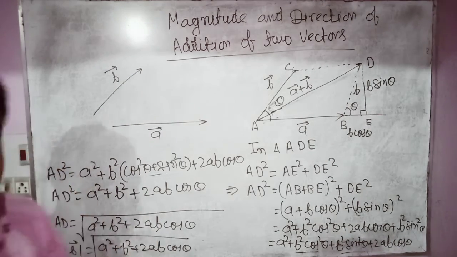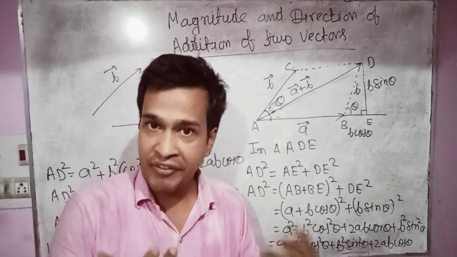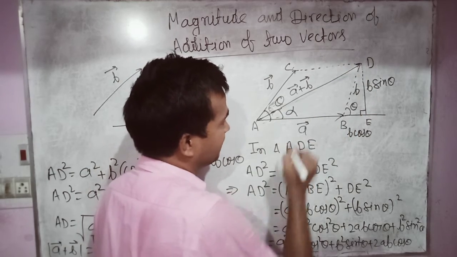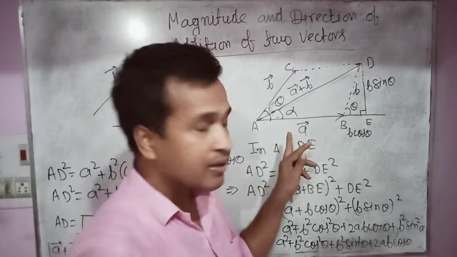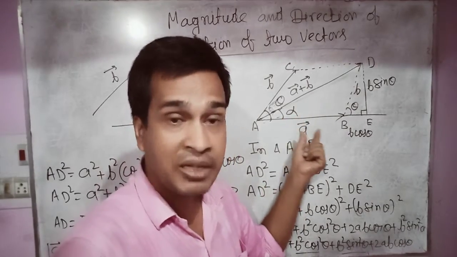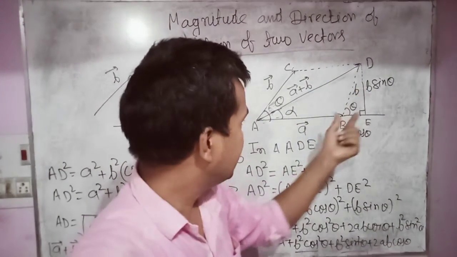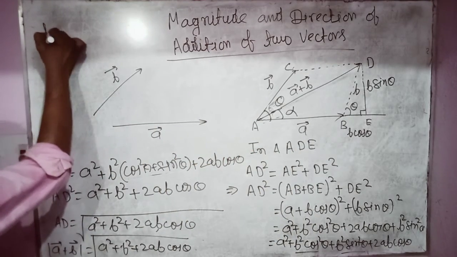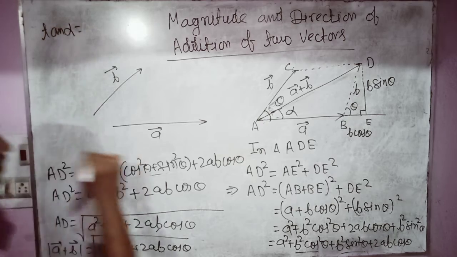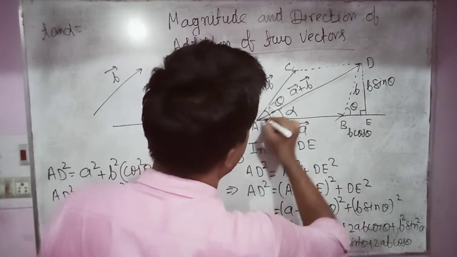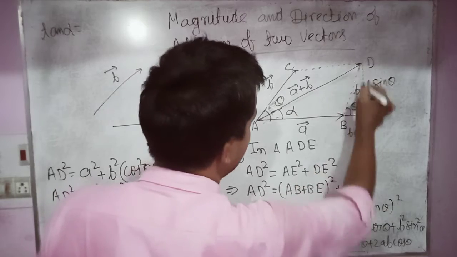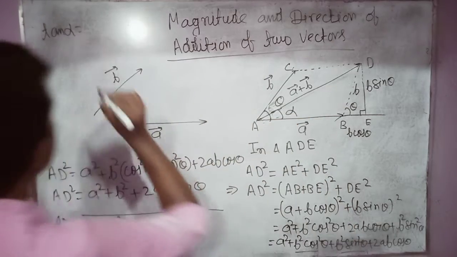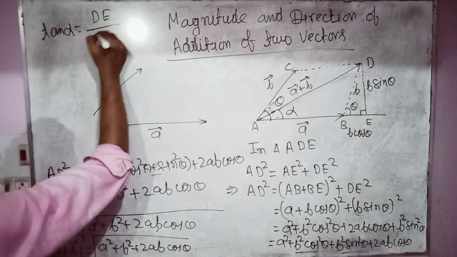Now we will find the formula for the direction of addition of two vectors. Let this vector A plus B make an angle alpha with A. If we find out angle alpha, then this will give the direction of vector A plus B. So tan alpha, because in right angle triangle ADE, tan alpha is equal to DE by AE.